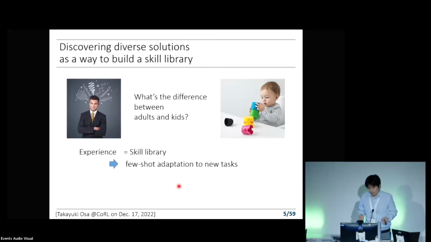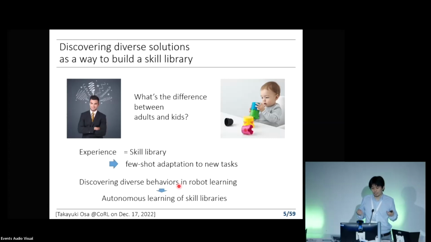Human adults have experience of doing various tasks, and they have skill libraries internally. And it enables us to perform few-shot adaptation to new tasks. Actually, the robot learning community has developed various frameworks to exploit skill libraries. However, in practice, it is not so obvious how to construct such skill libraries. I think that if we can extract diverse behaviors from a single task, that would be an efficient way to construct such skill libraries. So that's a motivation.